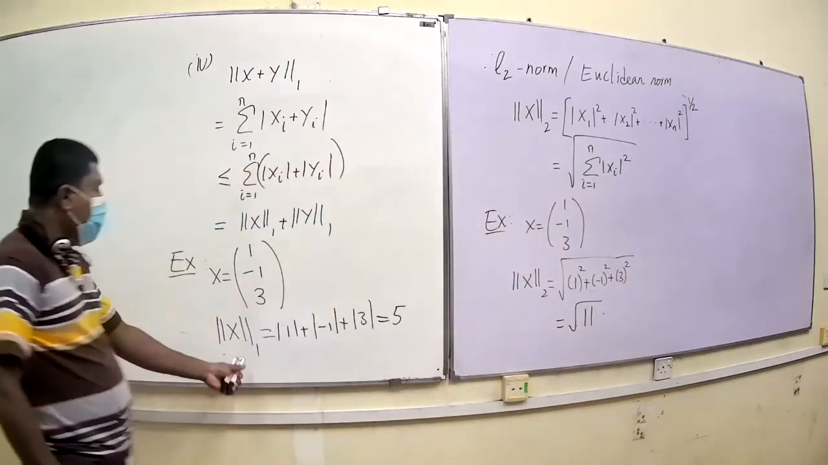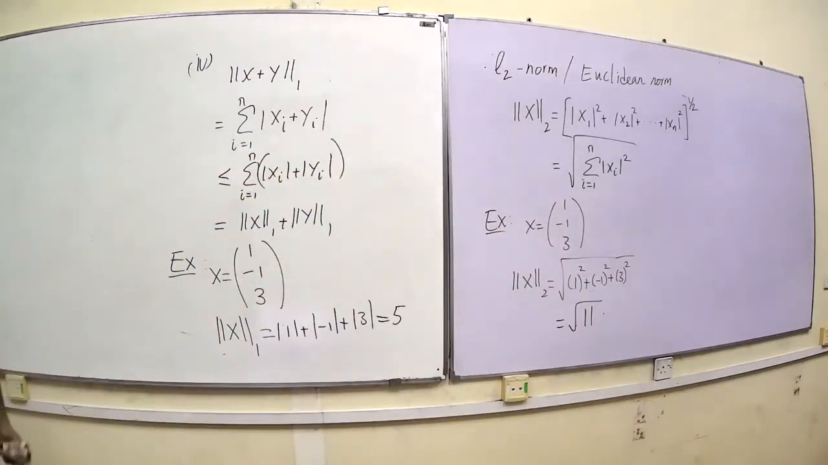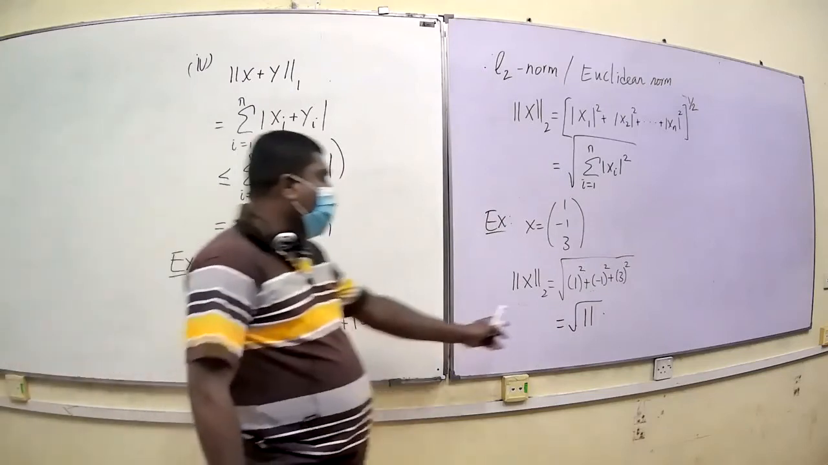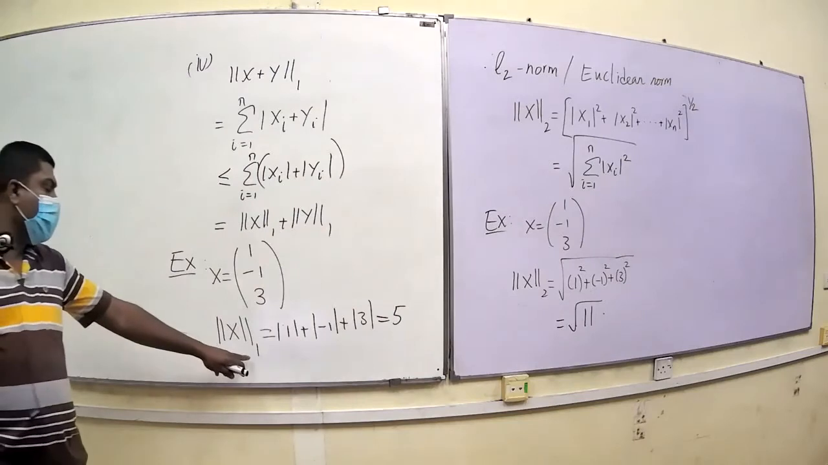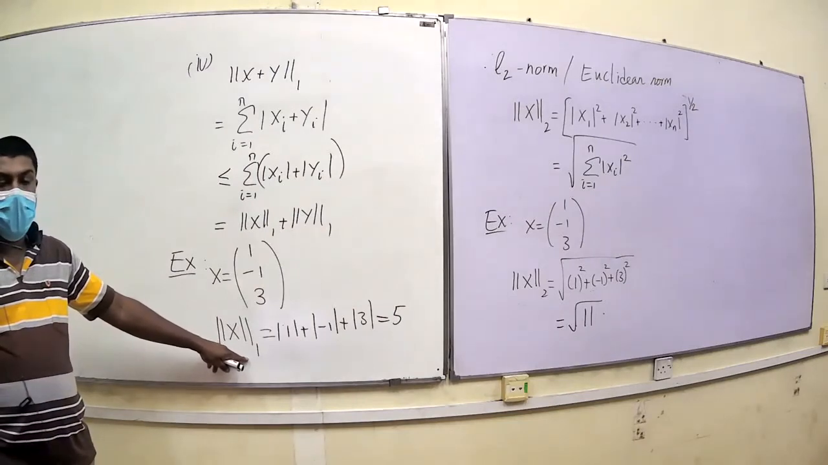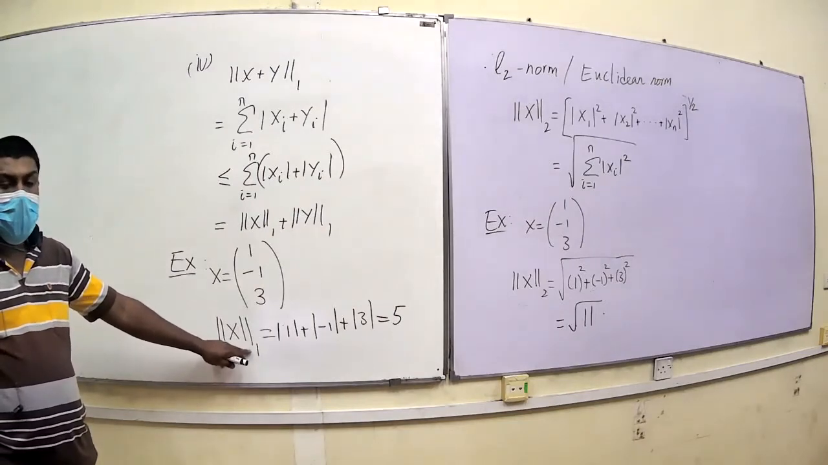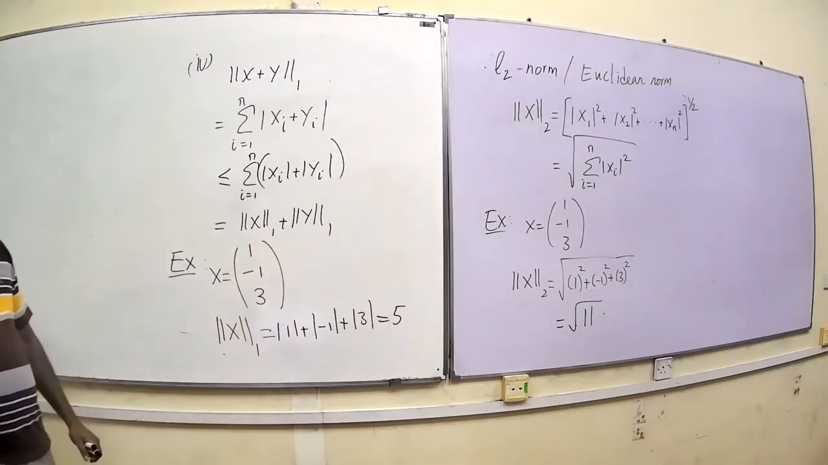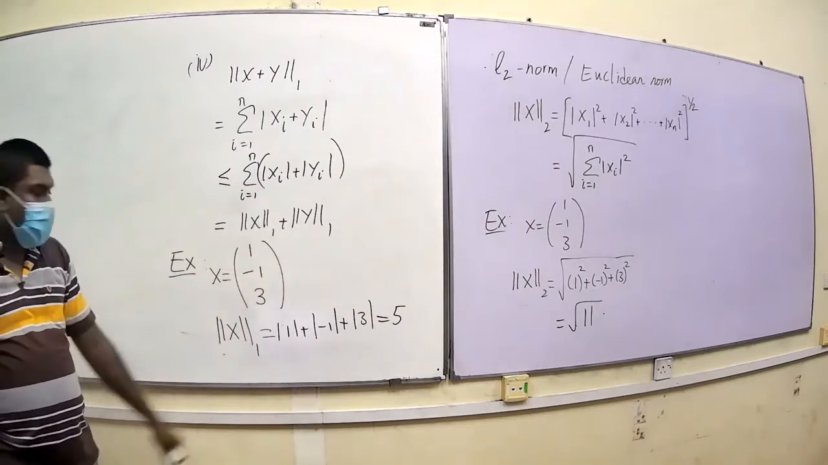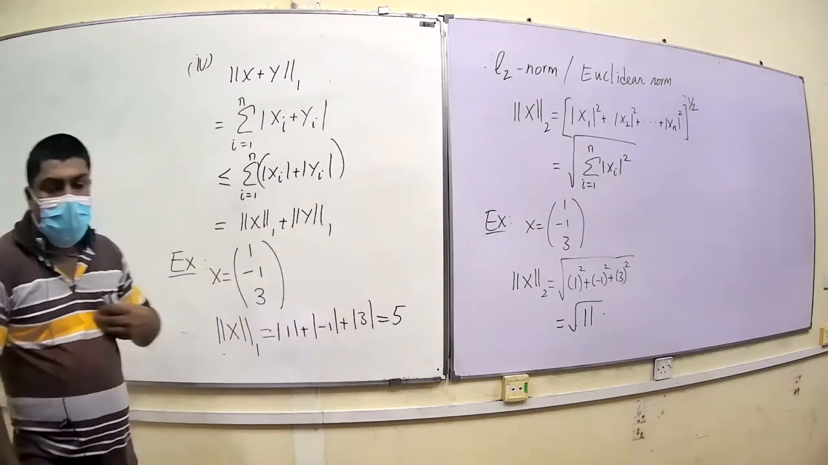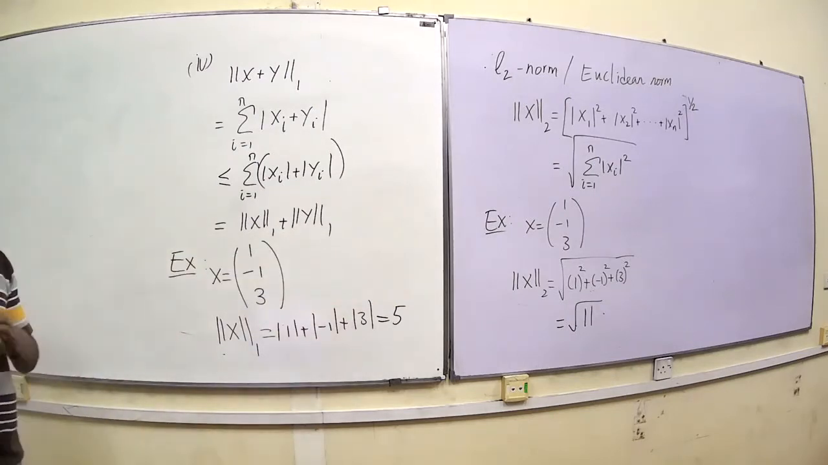So now you can see that when I change the way I define the norm, the value I get for the norm is different, right? So that is important. That is why this notation is important. If I change the norm, the value I get for the norm is different. When I change from 1 to 2, the value is different. Here I get 5, there I get the square root of 11, because the way I define it is different.